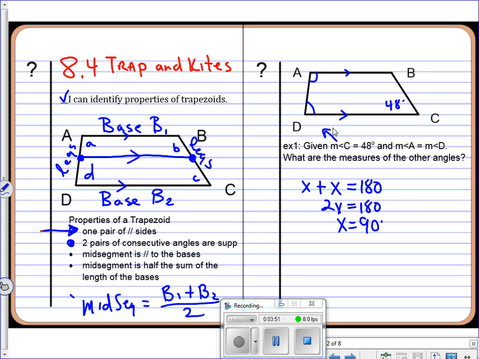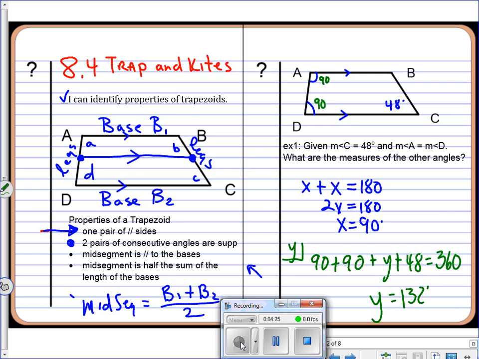I'm hoping most of you were able to figure that out on your own. So we know that these are 90s. Now the other missing angle is this one here. To do that one, we could call it y. So I know that the 90 plus the 90 plus the y plus the 48 should equal the sum of all the interior angles of a four-sided figure. We learned that in section 8.1 to be equal to 360. Now it's just a matter of solving for that y. If I did my math right, you should have gotten y equals 132. You might have chosen a different letter than y, but that's okay. Let's move on.